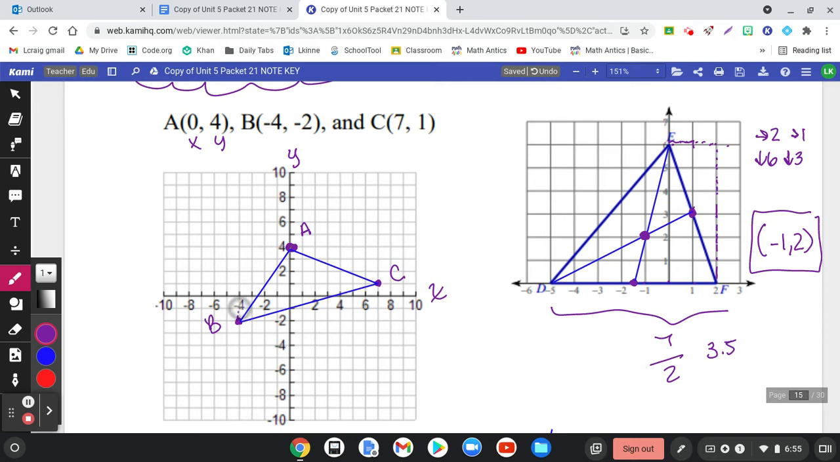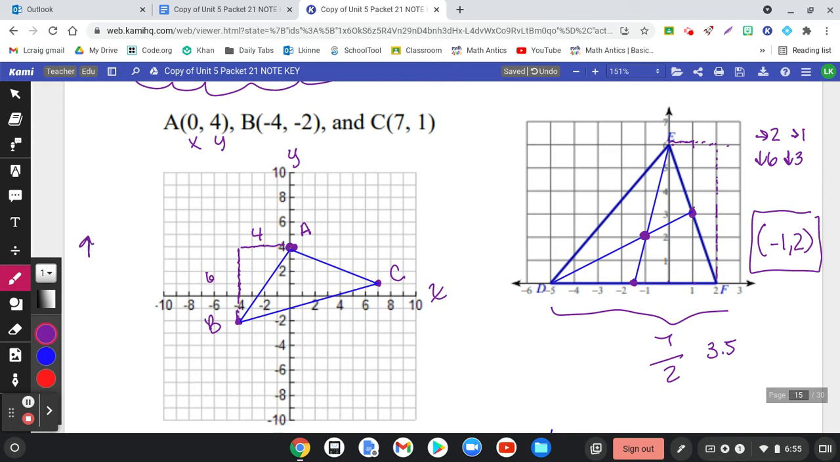I'm going up 1, 2, 3, 4, 5, 6, 7, 8. Oops, where am I going? I am not going up 8. Oh, it's too early. Okay, let's try that again. We're going up 1, 2, 3, 4, 5, 6 over 2, 4.